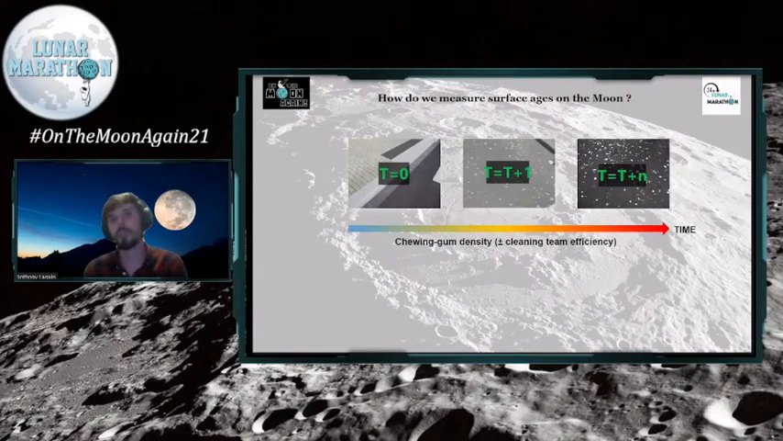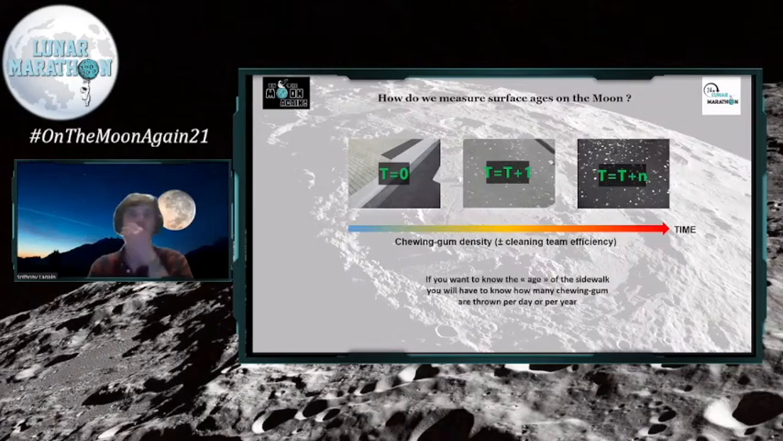Now, if you want to know the age of the sidewalk, you will have to know how many chewing gums are thrown on the floor per day or per year. In other words, you need the chewing gum throwing rate, as you need the impact cratering rate for the lunar surface to date its formation.